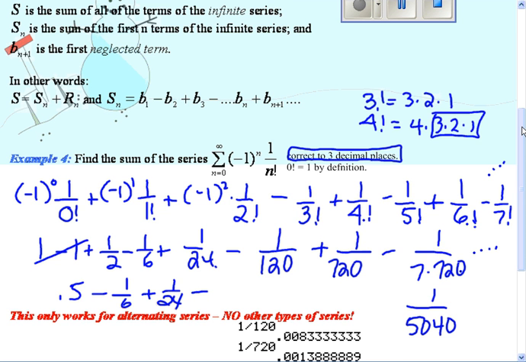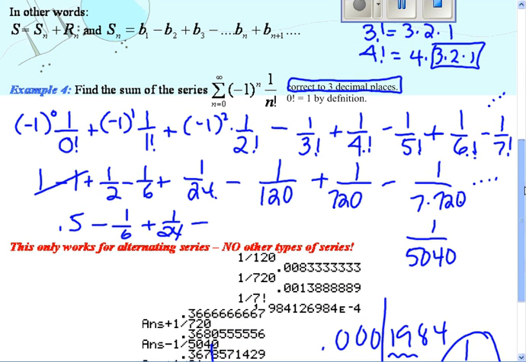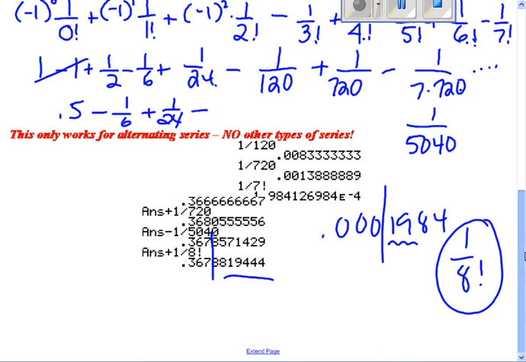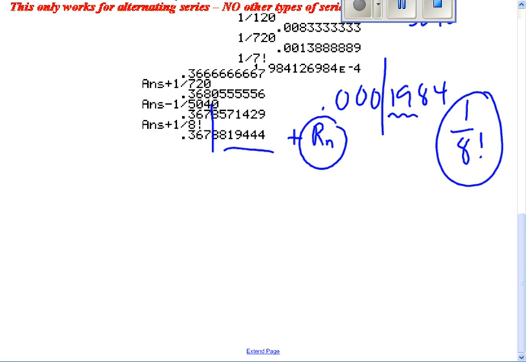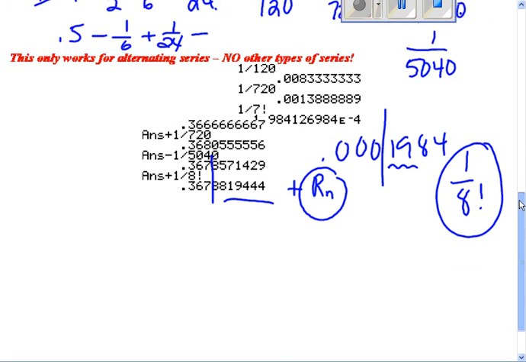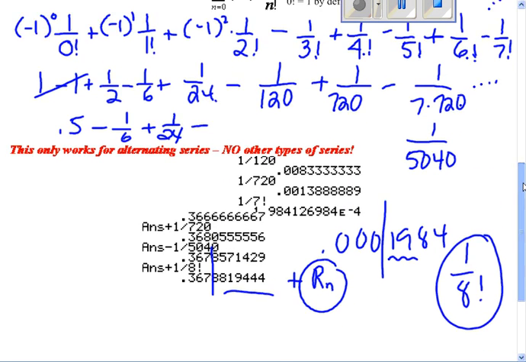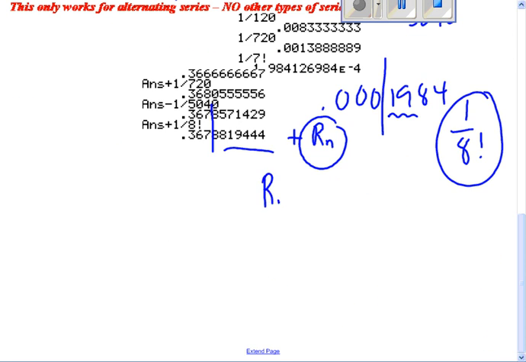There's no thinking involved. The only other thing that I can say is, this is approximately what it's equal to. There's some more stuff here, and it's a plus whatever we call the remainder. And this remainder is smaller than the first discarded term. So we kept the factorial. So the remainder here will be less than or equal to 1 over 8 factorial. It will be no bigger than that.